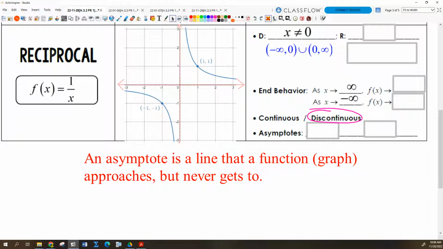Well, what's the range going to be then? Same thing, yeah. Y is not equal to 0, or using interval notation, we'd have to just write it that awkward way.